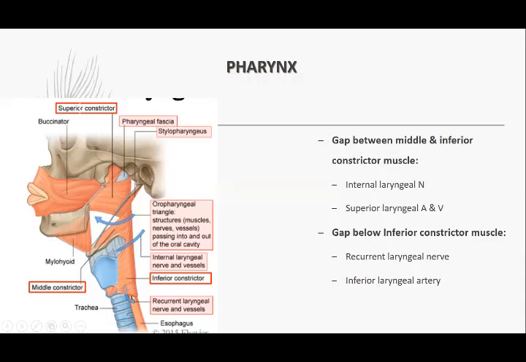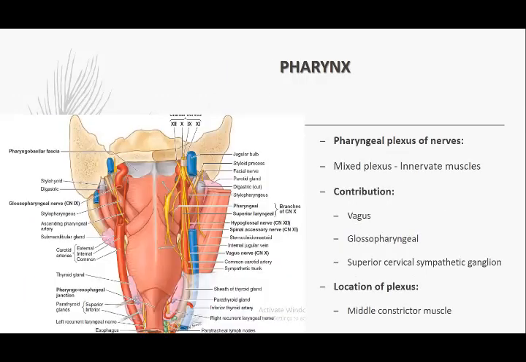It is extremely important. This is pure rote learning, you have to memorize it like this. The problem is that MCQs come from this very frequently. The structure passing below the inferior constrictor muscle, or the structure passing between the middle and inferior constrictor muscle, is this one. You have to memorize this, like it or not.